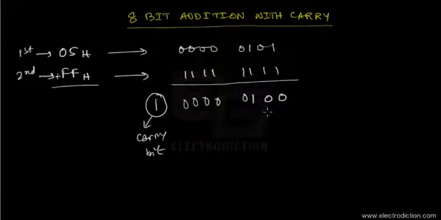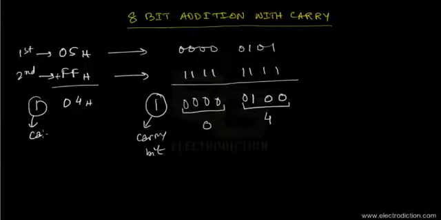Now the 8-bit result that we have over here, this is the lower nibble, and there goes the upper nibble. The lower nibble is equivalent to 4 in hexadecimal, and the upper nibble is equivalent to 0. So the result of addition of these two numbers is going to produce a result of 04H in hex, and it's going to generate a 1 carry bit. So we are going to have a carry right now.